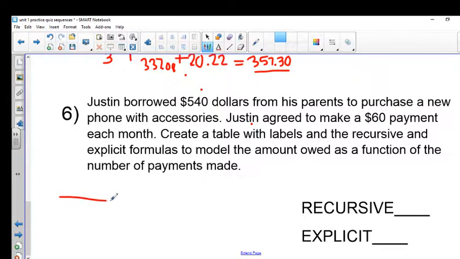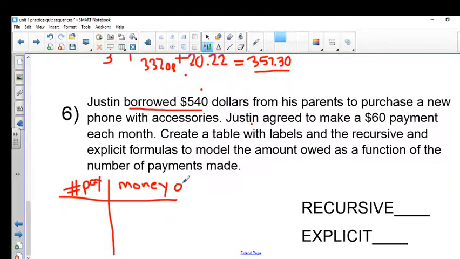Okay? So this one says Justin borrowed $540 from his parents to purchase a new phone with accessory. Justin agreed to make a $60 payment each month. Create a table. So this one's going to be the number of payments, and this is the amount of money owed, because that's what we're looking at. So how much money does he owe after he makes a payment?